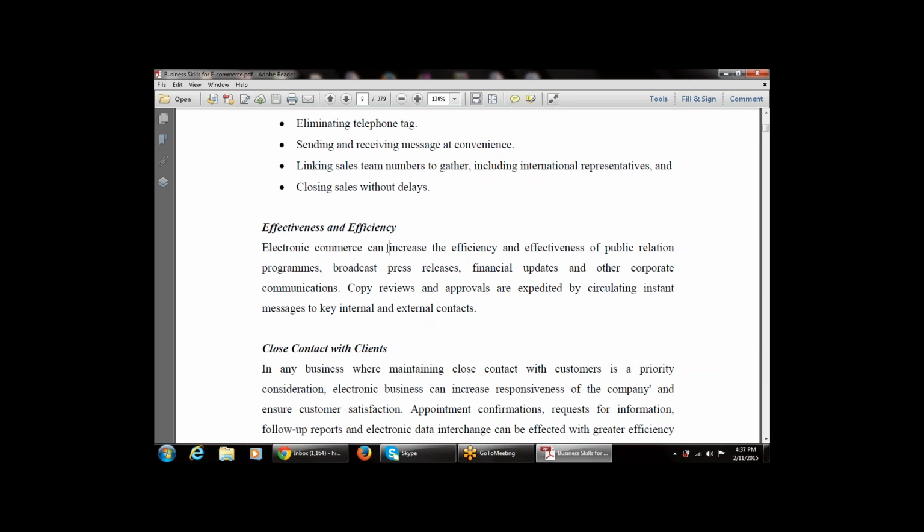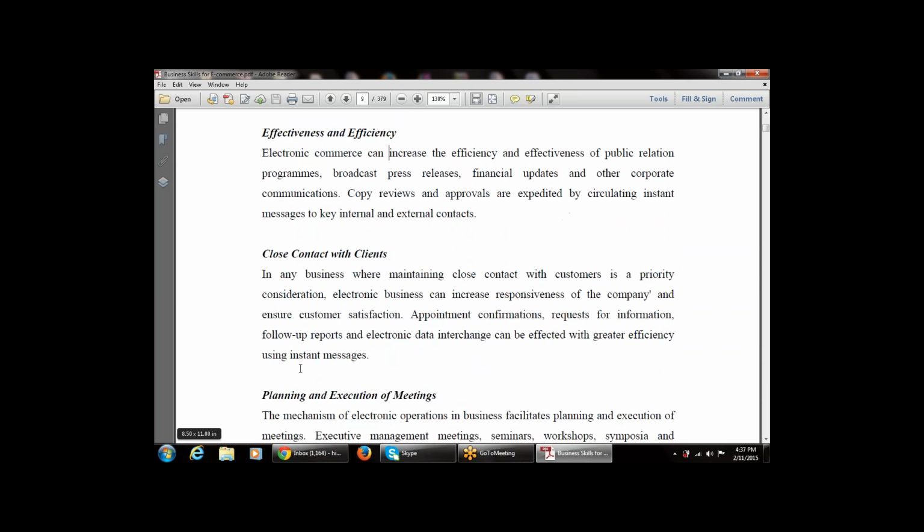So this is appointment confirmation, request for information, follow-up reports, and electronic data interchange can be affected with greater efficiency using instant messages. That is, there is an instant message that is provided by e-commerce. Then the next feature provided by e-commerce is planning and execution of meetings. That is, it also helps to plan and execute the meeting.